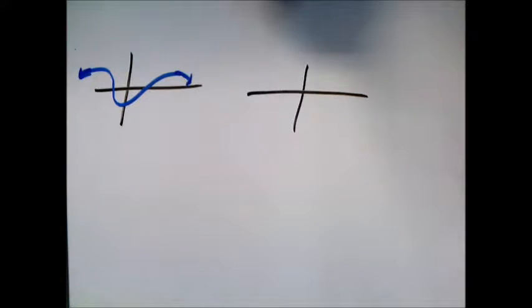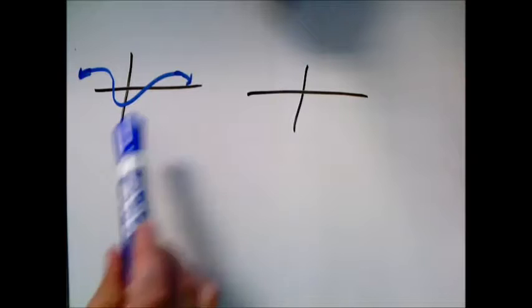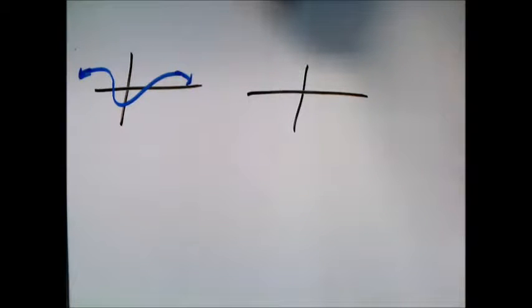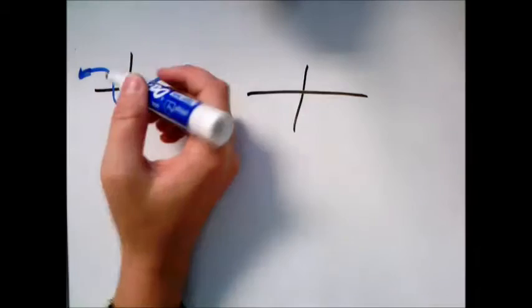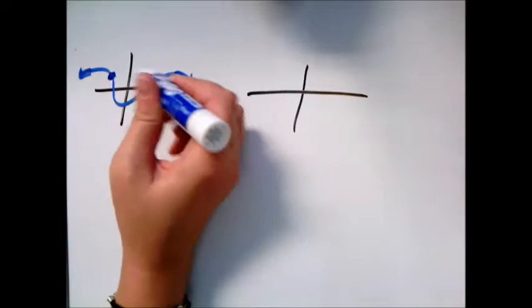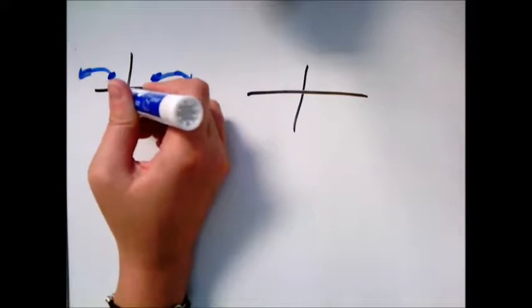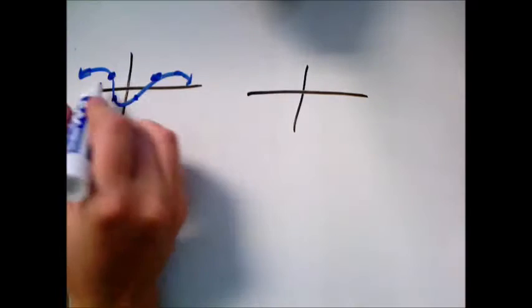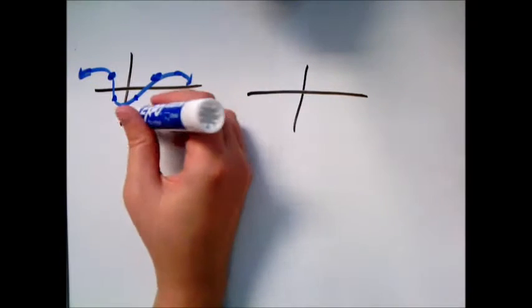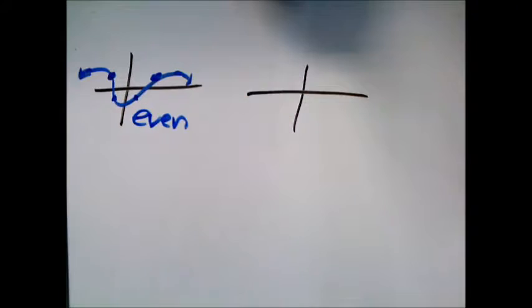All right, so our first function looks something like this, despite the bad drawing. So is this one even, odd, or neither? Well, it looks like it's the mirror image, right? If I have a point over here, I have the same point over here. If I have a point here, I have the mirror image point over here. So it seems symmetric across the y. So that looks like it makes it an even function.